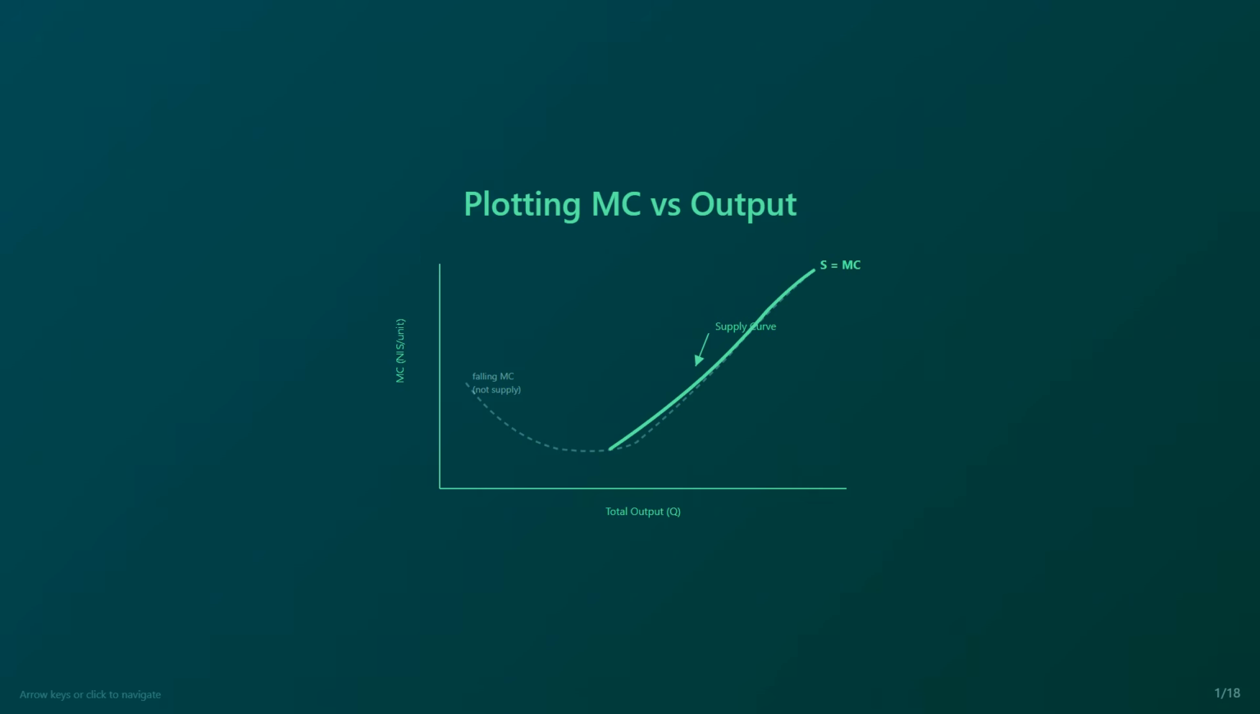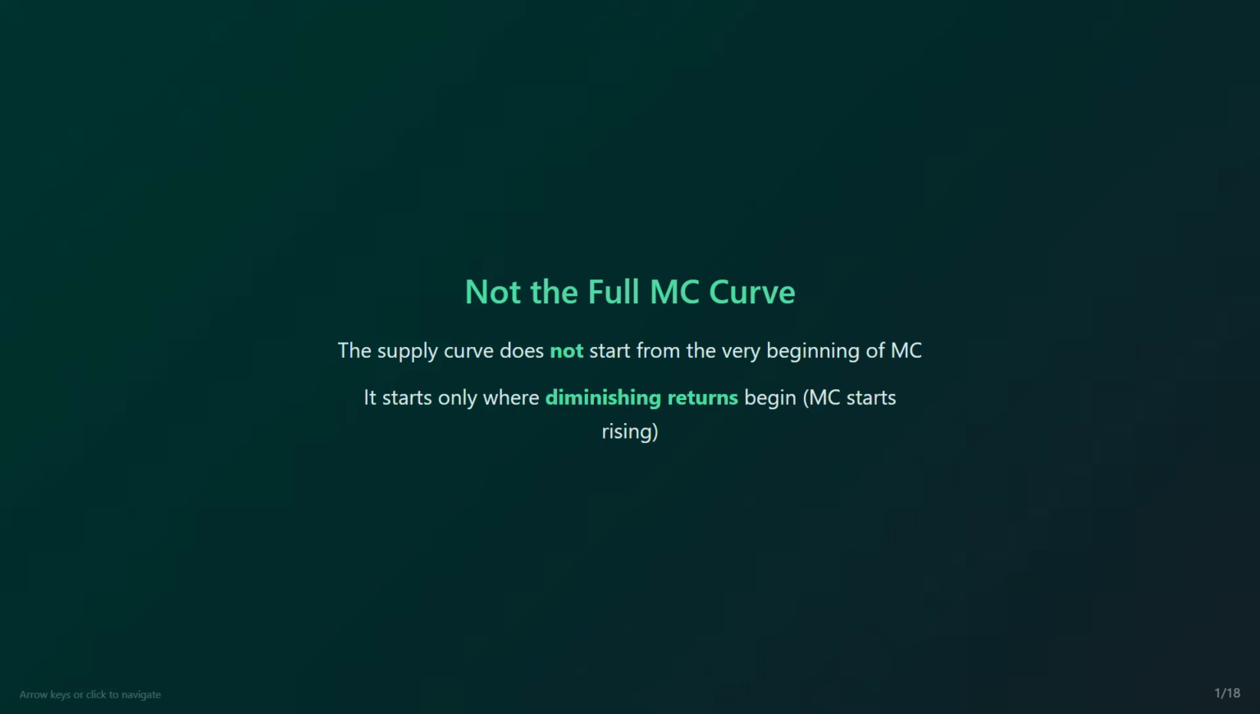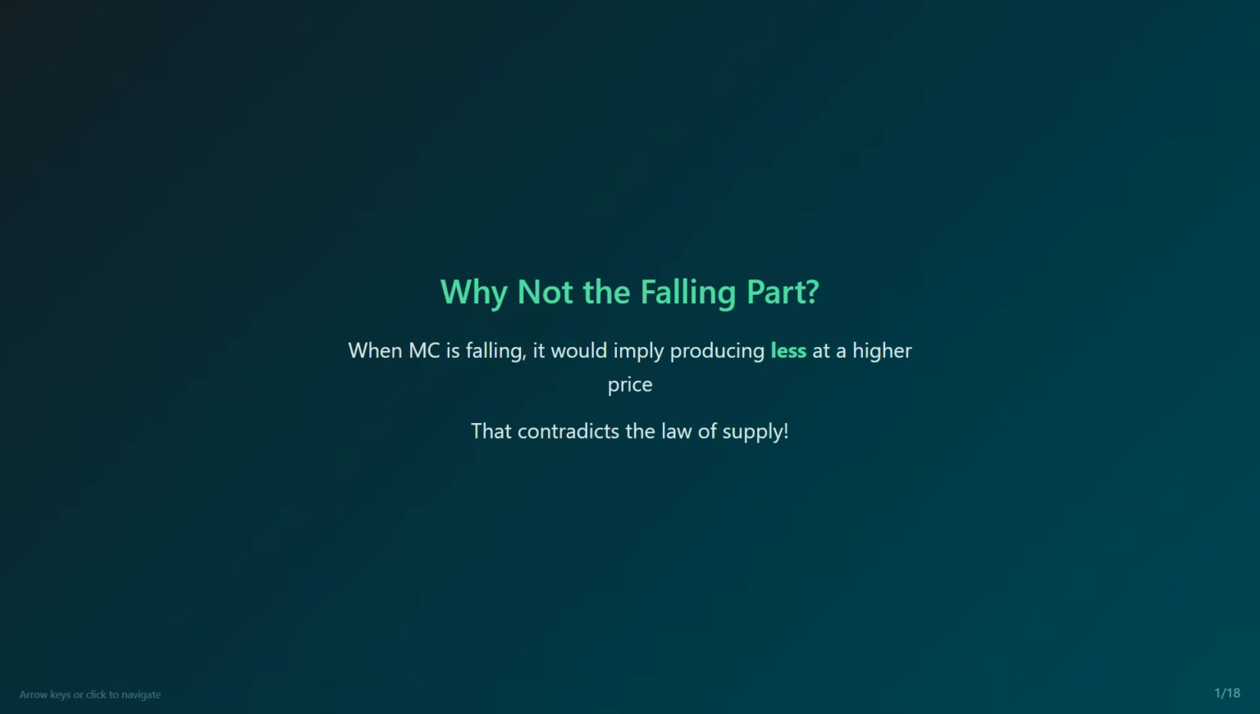It only starts from the point where diminishing marginal returns begin. Why? Because at the beginning, when marginal output is increasing, marginal cost actually decreases. This doesn't make sense as a supply curve. We wouldn't want to produce less when the price rises. The supply curve starts only from the point where marginal cost begins to rise, that is, from the point where marginal output starts to decline.